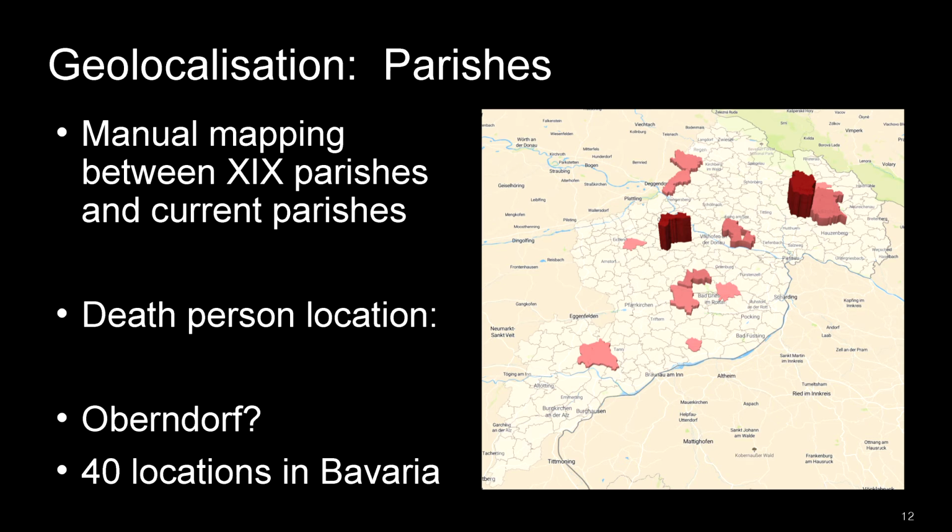What we could do, but it's not done, is to locate the record more precisely on the map. You have the address of the person. The main issue is that you have a lot of ambiguity here. For example, the location Oberndorf is very frequent in Bavaria. You have more than 40 locations for this string, and more than a dozen in the diocese of Passau. We could use some information to disambiguate this, but it was not done.